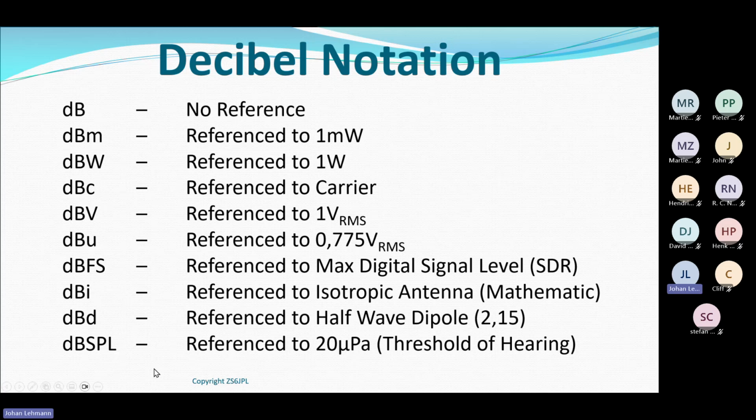And then the last one I've got here for you is dBSPL. That's used to reference acoustic power, 20 micropascals of acoustic pressure. And where do we use this? If we start buying fancy studio microphones or fancy microphones for our radios one day, it's important to look at the dBSPL value of the microphone that I'm buying for my radio. And that was dBs, people. Questions?